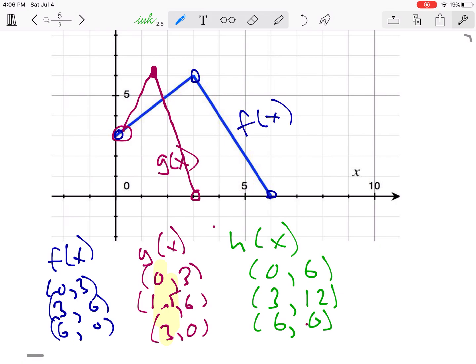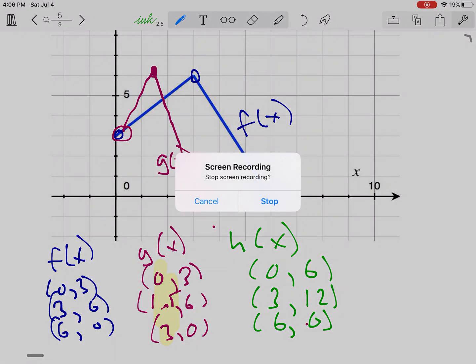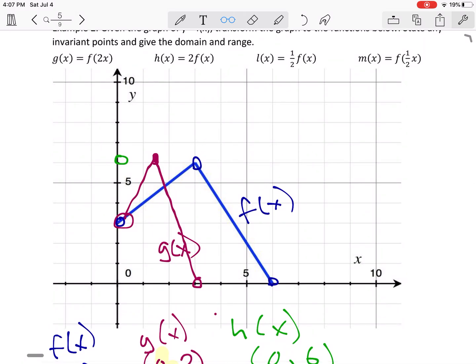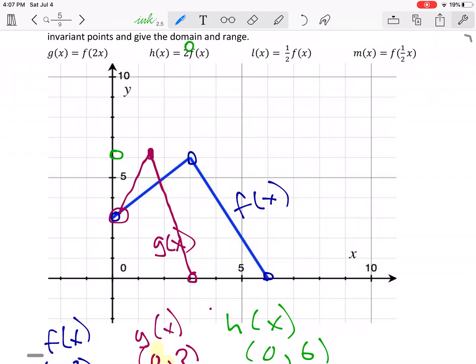So you've got (0, 6), and you've got (3, 12). (3, 12) kind of goes beyond the grid here, so that's up here. And then you've got (6, 0), which would be your invariant point. So this would be your h(x).